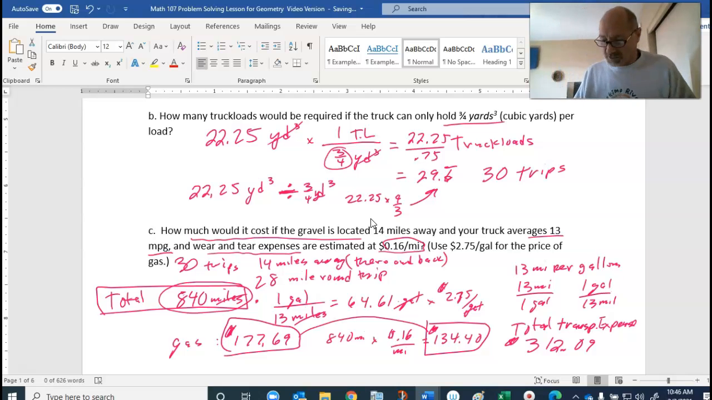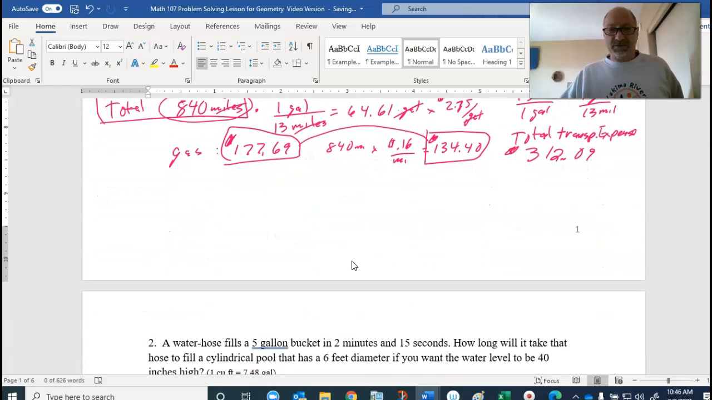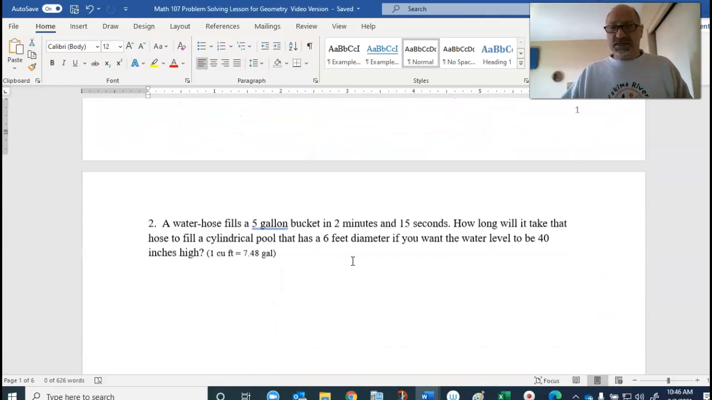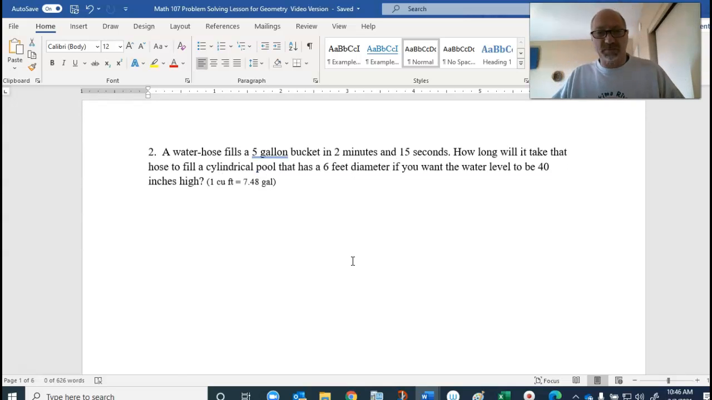I mean, you're not going to get exactly 13 miles per gallon. It's probably not exactly 14 miles away. And this is an estimated expense. So if you say somewhere around $300, that's reasonable. Okay, so let's go ahead and take a look at another couple problems. Here's another geometry problem.